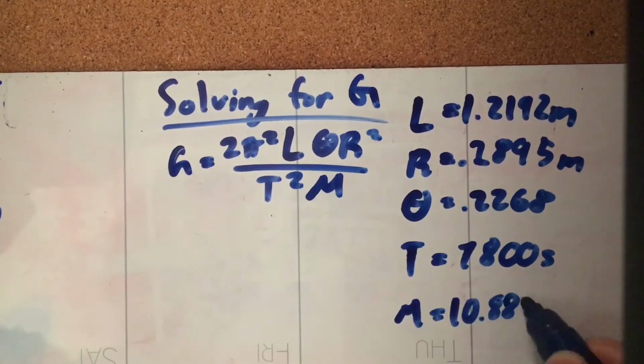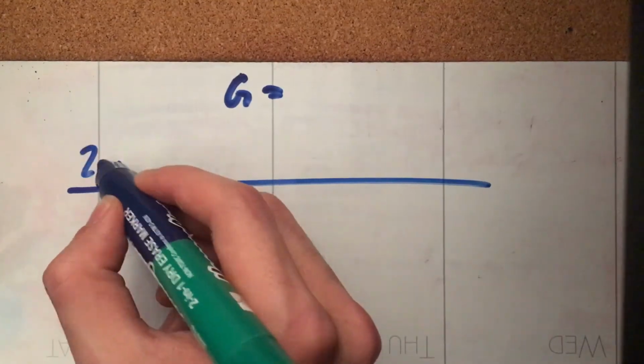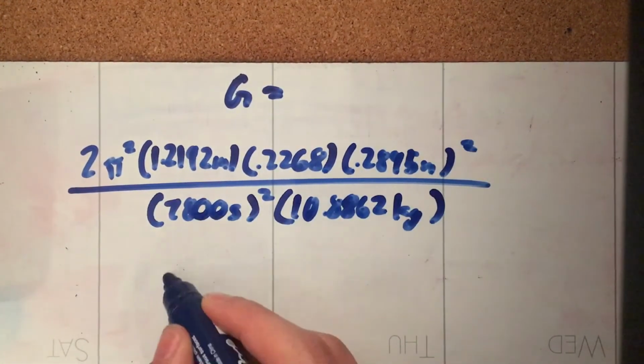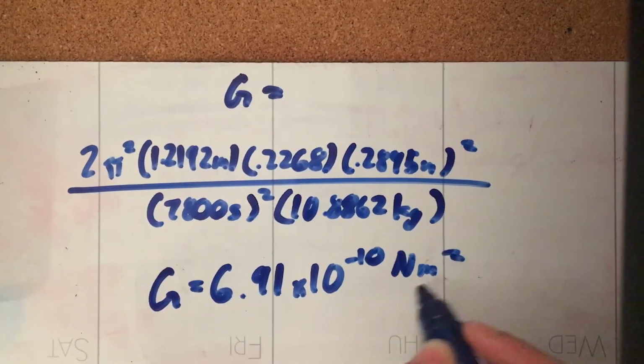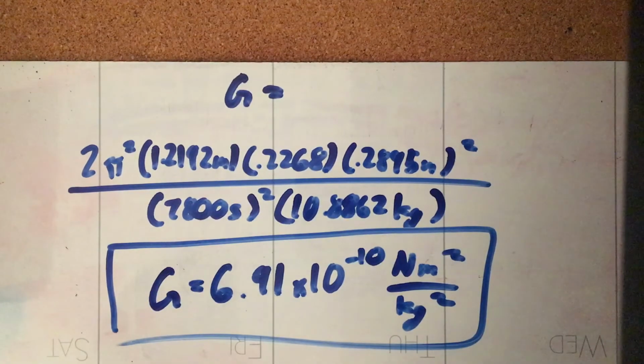To solve for G, we take the previously derived equation and the measurements we took, including L, R, theta, T, and M, and we put that back into the equation. As a result of this, we have gravity equals 6.91 times 10 to the negative 10th Newton meter squared over kilogram squared as our predicted value.